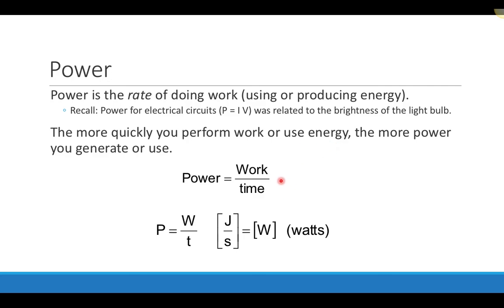So we define power as the work divided by the time. In terms of our variables that we use, power is a capital P, work is a capital W, and time is just t. And our units for work are joules, and our units for time are seconds. So power has units of watts. And again, this is something that we have encountered before just in our everyday lives in terms of light bulbs. And there's other things, certainly wattages of microwaves, but anything that's producing energy is going to have a particular power rating.